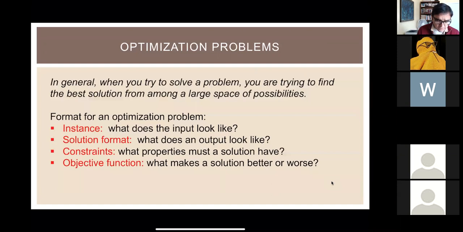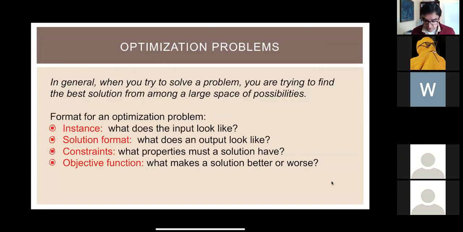In specifying an optimization problem, there are four components by which we can formally describe the problem. The first is the instance: what do inputs look like? Then, what is the solution going to look like? The output of the algorithm, what does it look like? What are the constraints that that output has to satisfy? And finally, what is the thing that we're trying to maximize or minimize?